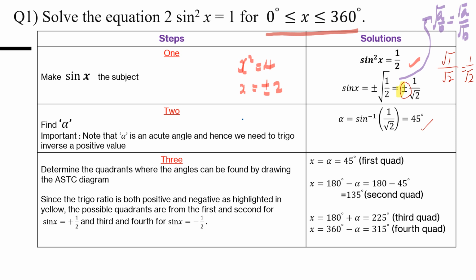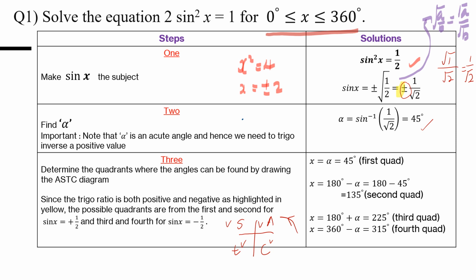The third step is to determine where the angles can be found. And this is where you have to use the ASTC to guide you. We're talking about angles taken in an anti-clockwise direction. For sine to be positive, it will be in the first or second quadrant. And for sine x to be negative, it will come from the third and the fourth. So in other words, if you have sine x equals to positive, negative 1 over square root 2, the angles will come from all the 4 quadrants.